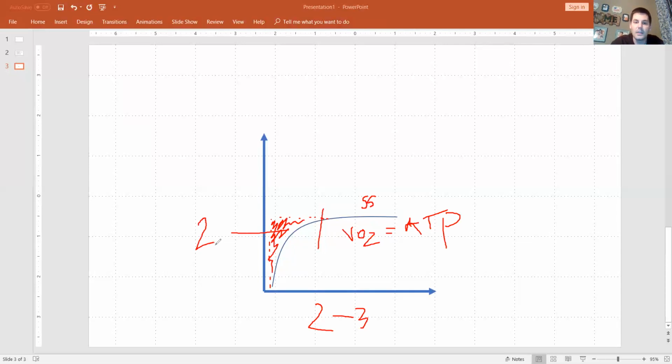So the idea is that early on, we require anaerobic energy sources to provide a substantial amount of ATP. Once we reach steady state, almost all of our ATP is being made through aerobic metabolism. And so hopefully that answers your question.